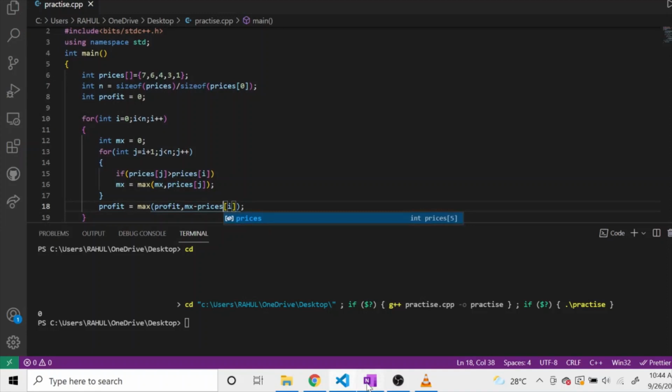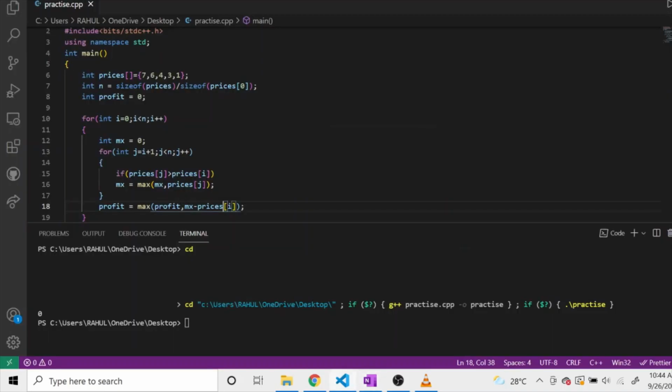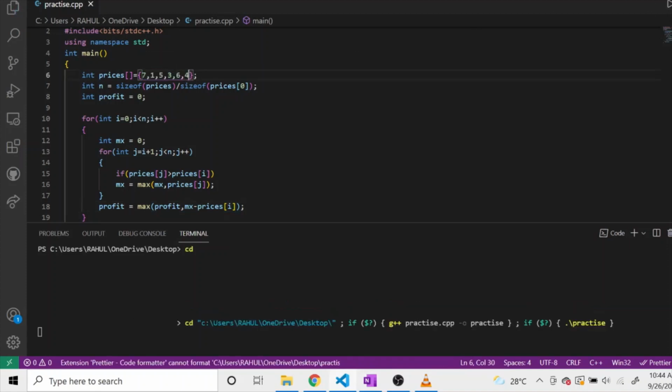So now let's check for another input that we are having. For this our output should be 5. Let's check, because the maximum profit in this case is on the second day: if we bought an item at 1 rupee, and if we sell the same item on the 5th day at price 6, we will have the maximum profit of 5. So in this way we can get the maximum profit.